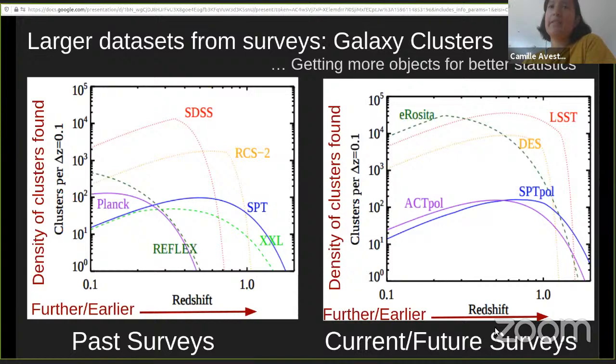Similarly, if we look at this in the space of density of clusters found as a function of redshift, you'll also see a similar comparison between SDSS and LSST, where LSST just covers a lot more space in the density of clusters versus redshift.